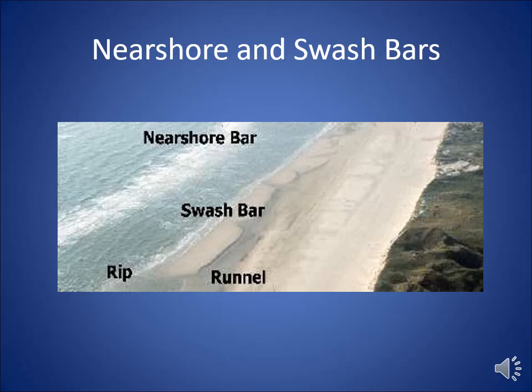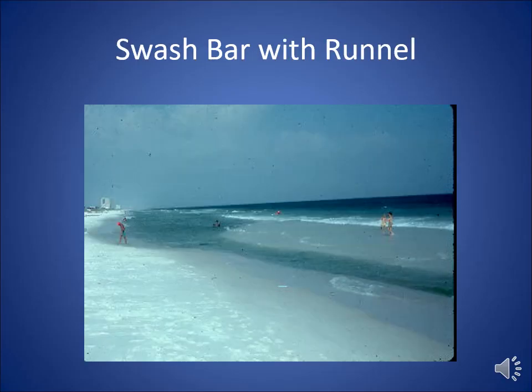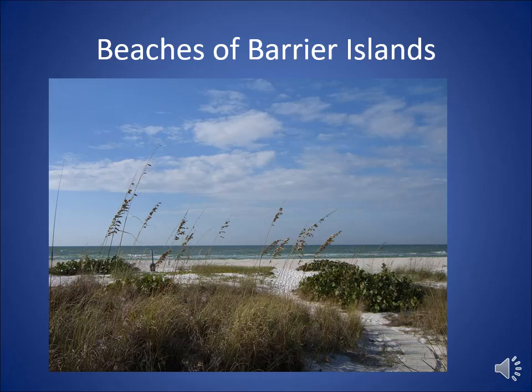They're flooded at high tide, and when the tide goes out, the runnel and the rip accommodate the water flowing away from the coastline. Now on the next slide, we see an example of a swash bar with a well-established runnel, and this is on the north end of Clearwater Beach. Now on the next slide, we'll talk about the beaches.